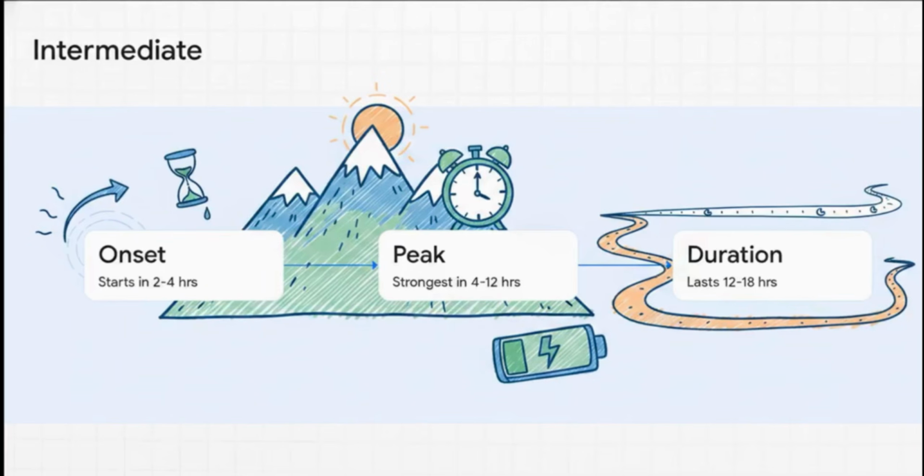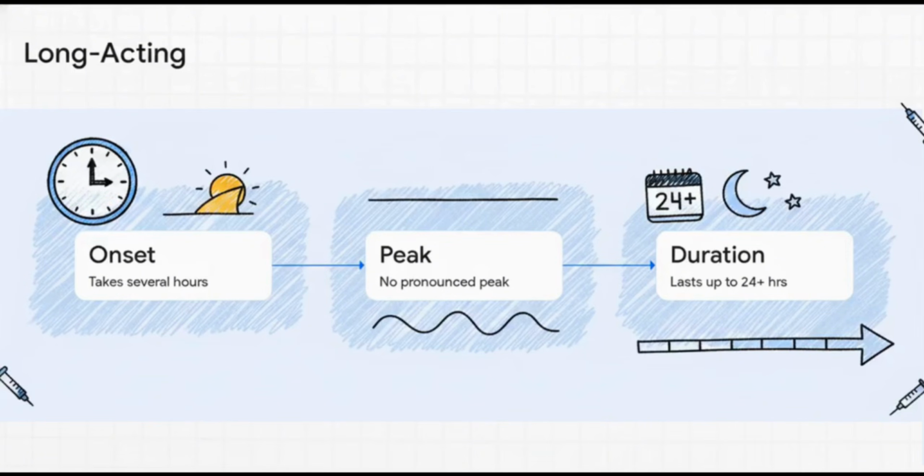Then we have the intermediate acting insulin. NPH is a common example. It has an onset of about 2 to 4 hours, peaks between 4 to 12 hours, and lasts for 12 to 18 hours. And finally, we have the long-acting insulin.